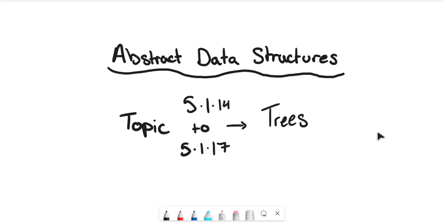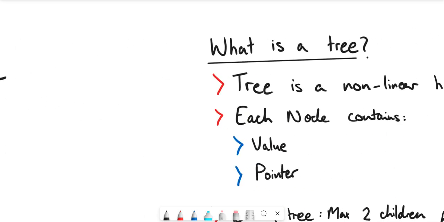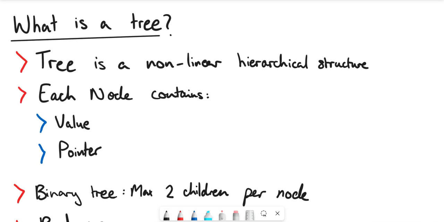Hey guys, today we're going to be talking about topic 5 of IB Computer Science, Abstract Data Structures. Our focus today is going to be on trees, and we're going to cover points 5.1.14 to 5.1.17, which is all about how trees operate logically, the key terms used in the tree structures, and how traversal works, and how to sketch binary trees.